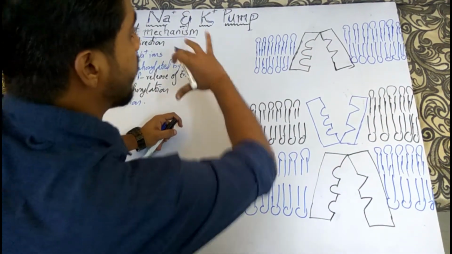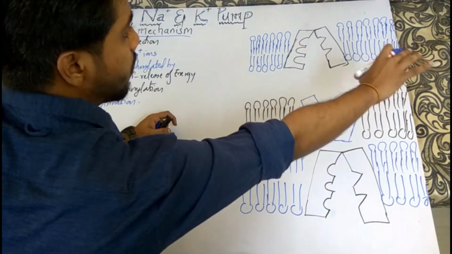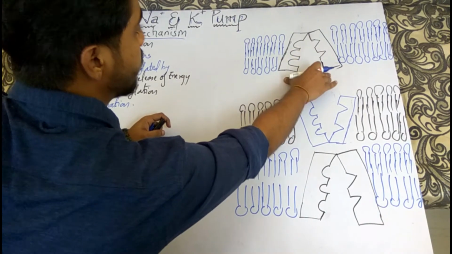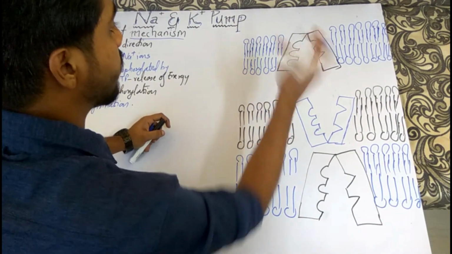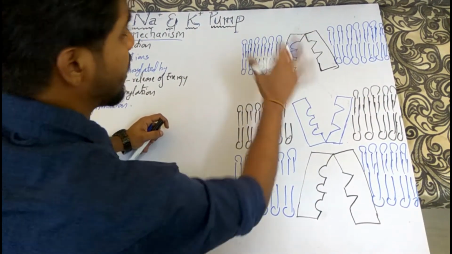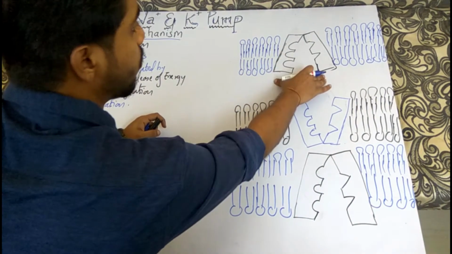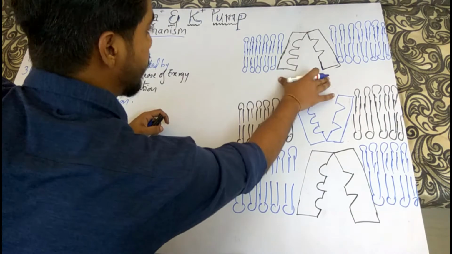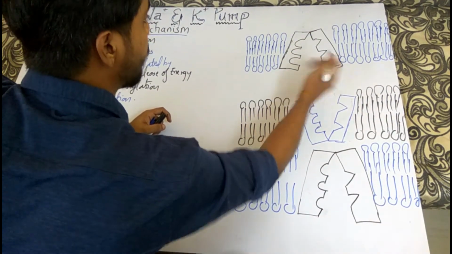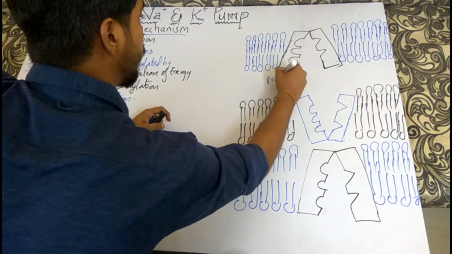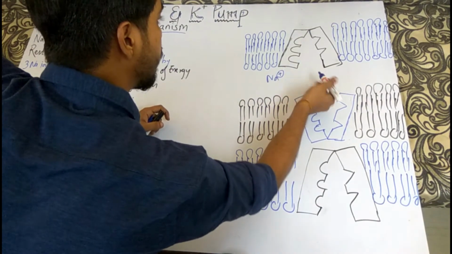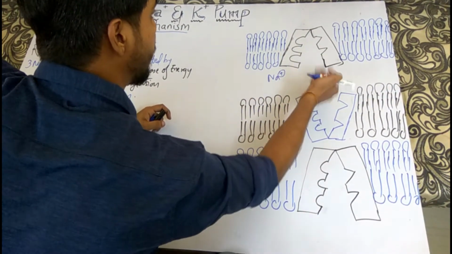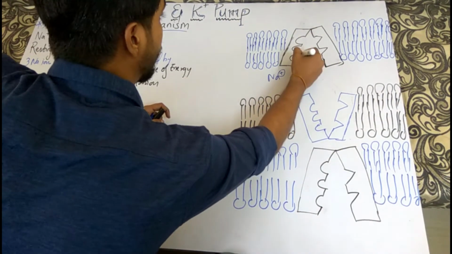So first, this is our membrane. We all know about our transmembrane, and this is a protein, so it's a transmembrane protein. In the resting state, this protein has affinity towards the sodium ions. So what happens? Sodium ions come from inside the cell towards this protein.